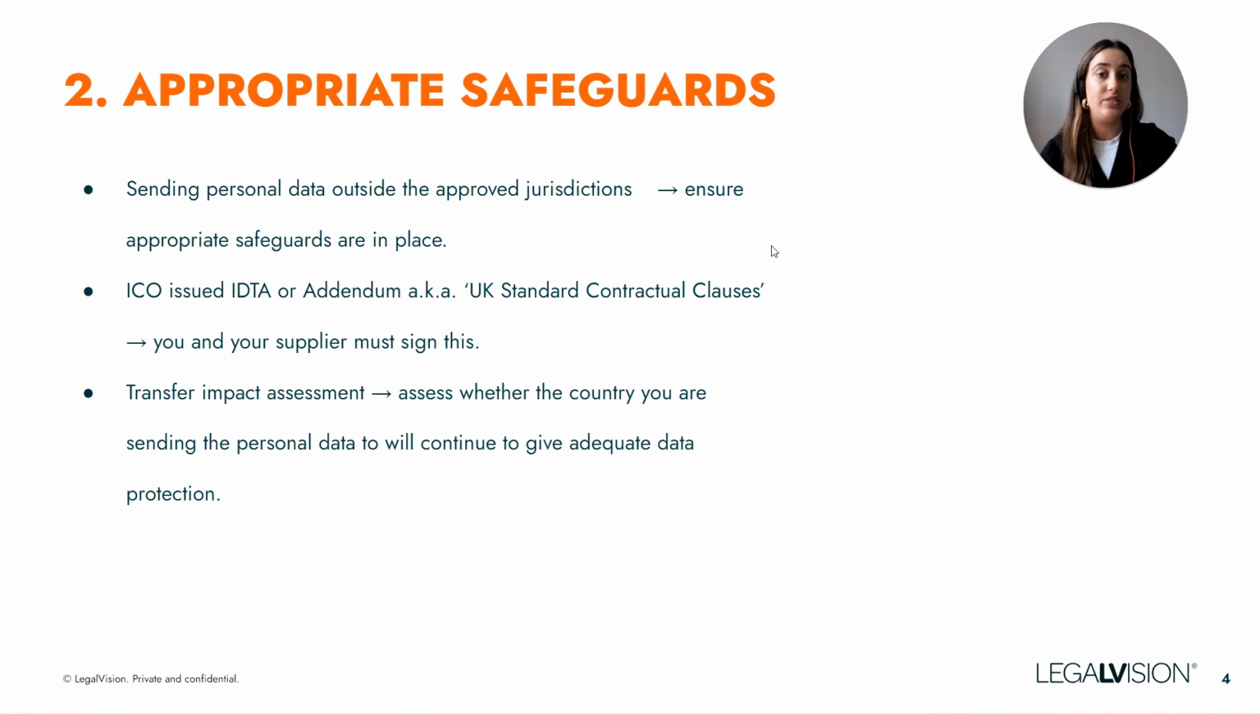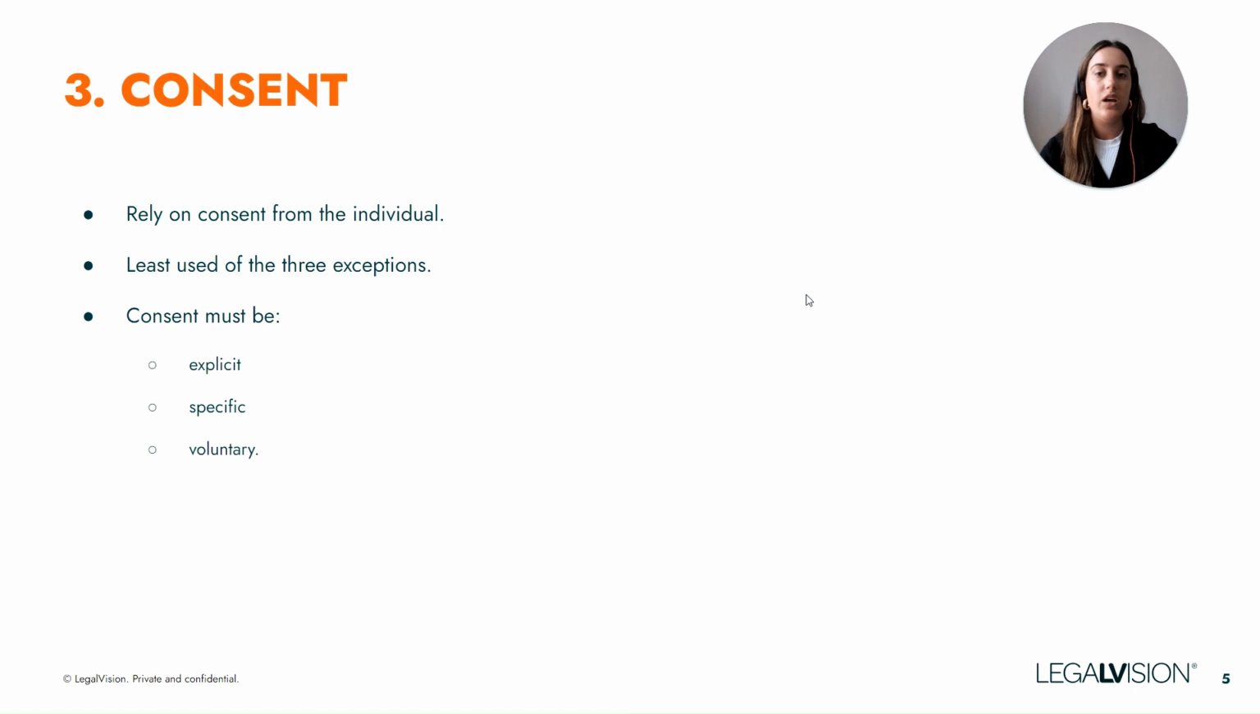If you're sending the personal data to a supplier outside one of those approved jurisdictions, instead you'll need to ensure that there are appropriate safeguards in place. The ICO has published standard contractual clauses, which need to be signed by you and your supplier to meet the requirements of this restriction. You may also need to do a transfer impact assessment to assess whether the personal data will continue to be protected in that jurisdiction. And the third exception is to rely on consent from the individual.